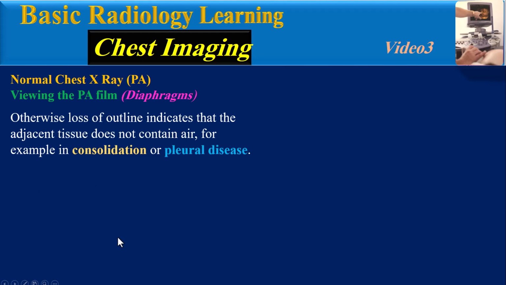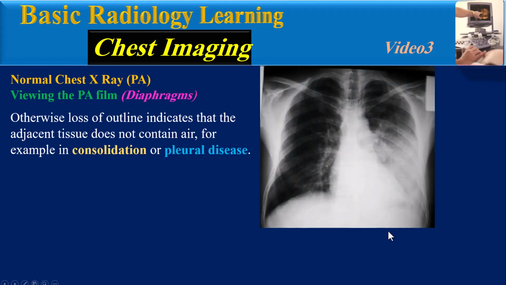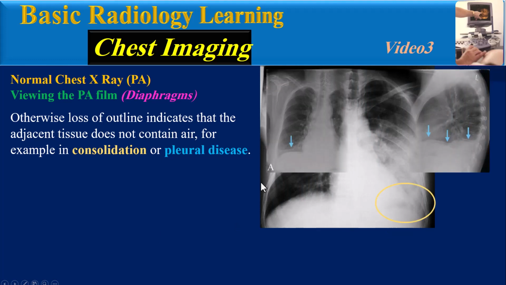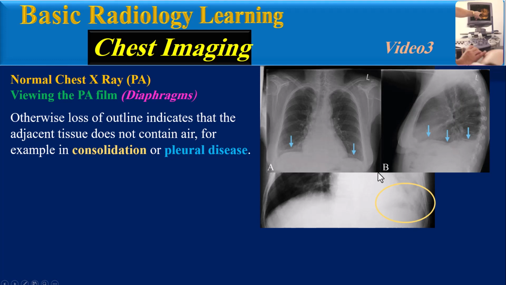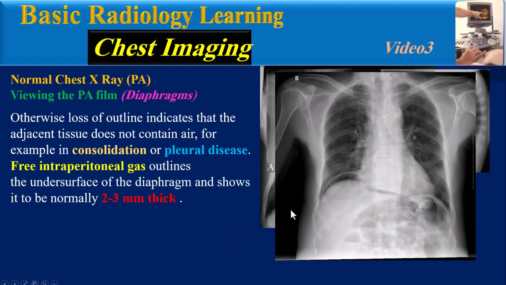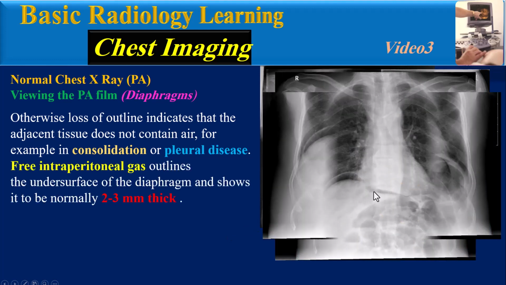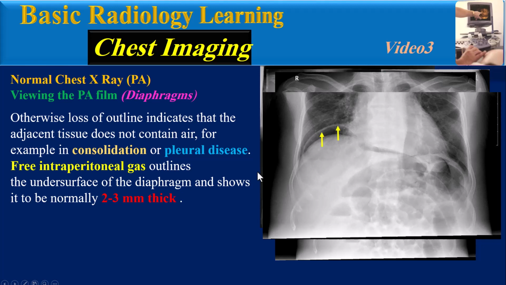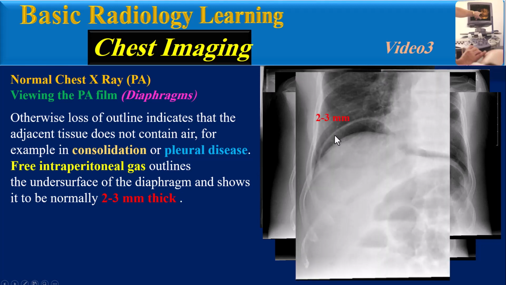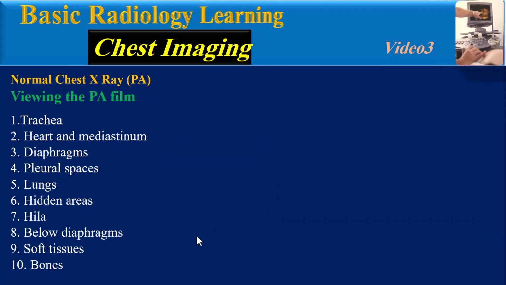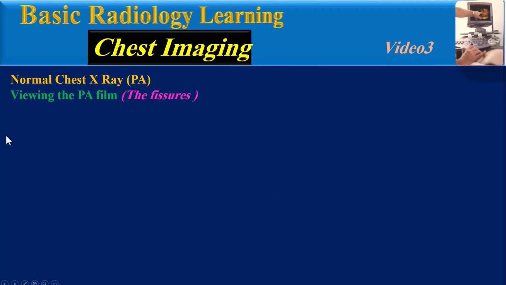Otherwise, loss of outline indicates that the adjacent tissue doesn't contain air, for example in consolidation or pleural disease like pleural effusion. Free intraperitoneal gas outlines the undersurface of the diaphragm and shows it to be normally 2 to 3 millimeters in thickness. Pleural spaces. The pleural spaces of the lung include the fissures and costophrenic angles.